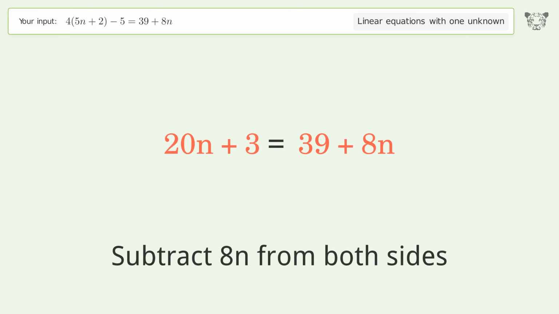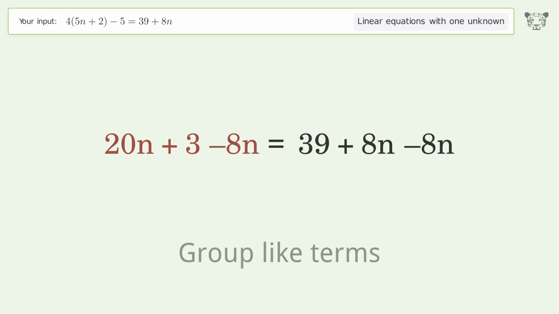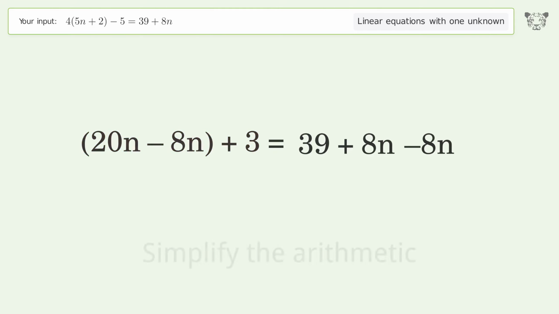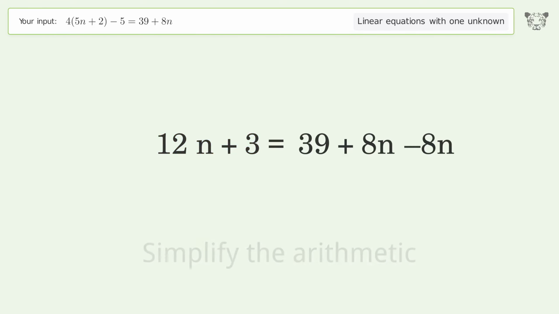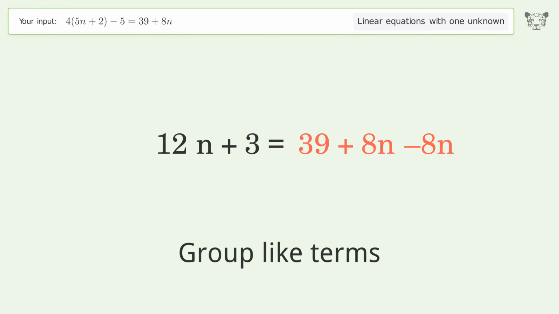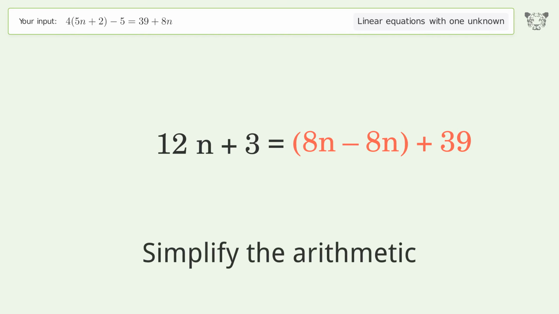Subtract 8n from both sides. Group like terms. Simplify the arithmetic. Group like terms. Simplify the arithmetic.